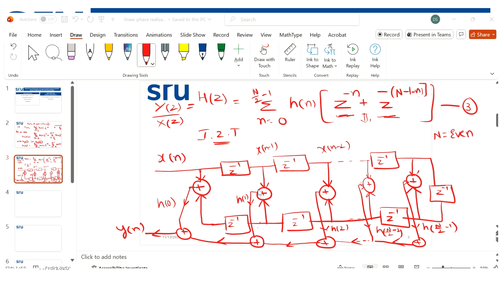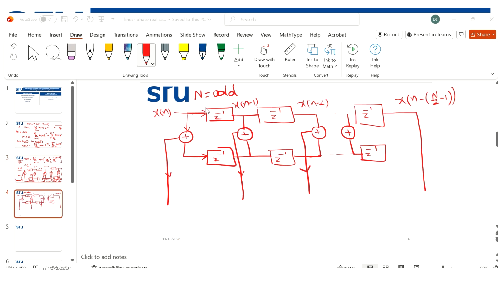In the linear phase realization, we have an equal number of delays on the upper part and the lower part. These two are added by an adder circuit, and those are multiplied by the coefficient h of 0 if n is equal to 0, h of 1 if n is equal to 1. All these are connected by another adder circuit. So this is the overall structure for linear phase realization.